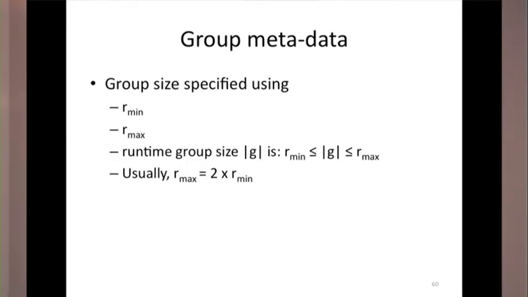So each group now has a size, right? What we do is that we specify the size using 2 parameters, rmin and rmax, which is like the size of the group should be between rmin and rmax. We generally use the maximum to be 2 times the minimum.